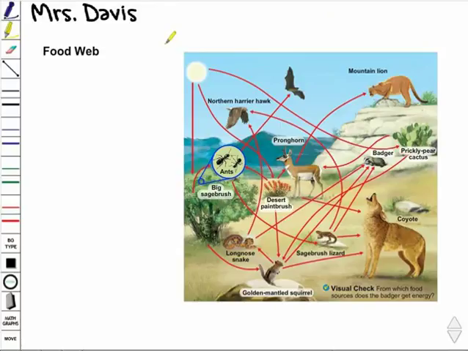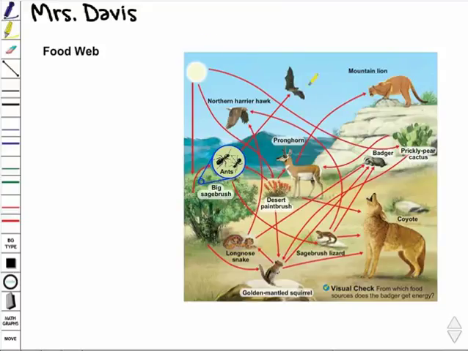A food web shows how food energy moves from organism to organism in an ecosystem. This food web shows food energy movement in a desert ecosystem. Each ecosystem, including jungles, lakes, and forests, has a unique food web. A food web is a collection of overlapping food chains.